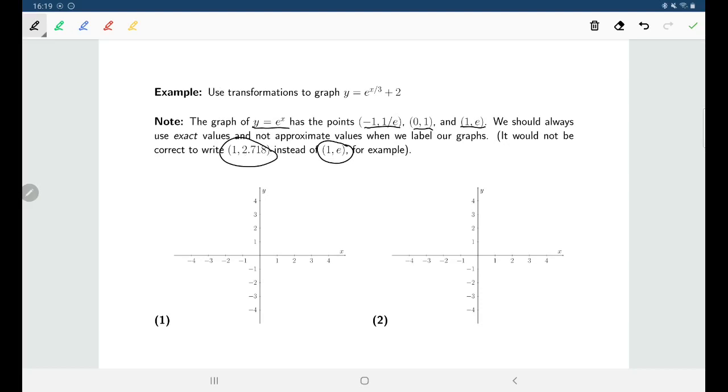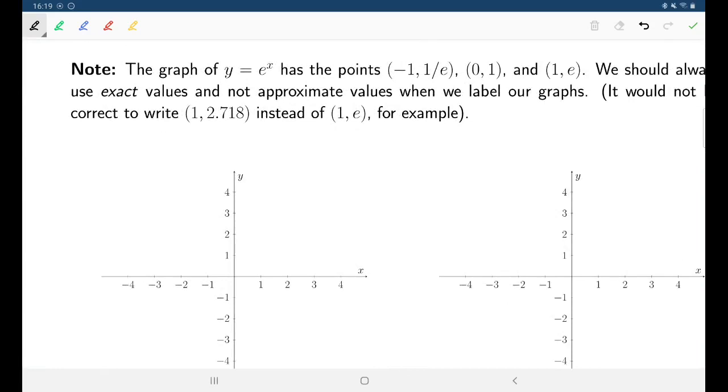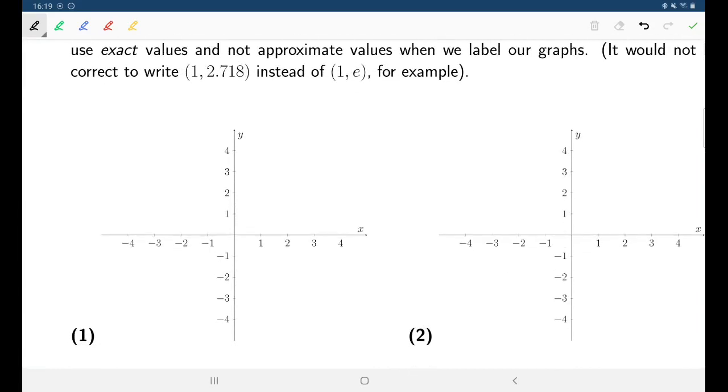2.718 is the approximate value for e. It's close to it, but remember e has infinitely many decimal places, so it's actually not possible to write out e in its entirety. That's why we have the symbol for it. So I'm going to first start off with graphing my basic shape here. I have my points 1e. E is about 2.718, so roughly here is where it is.